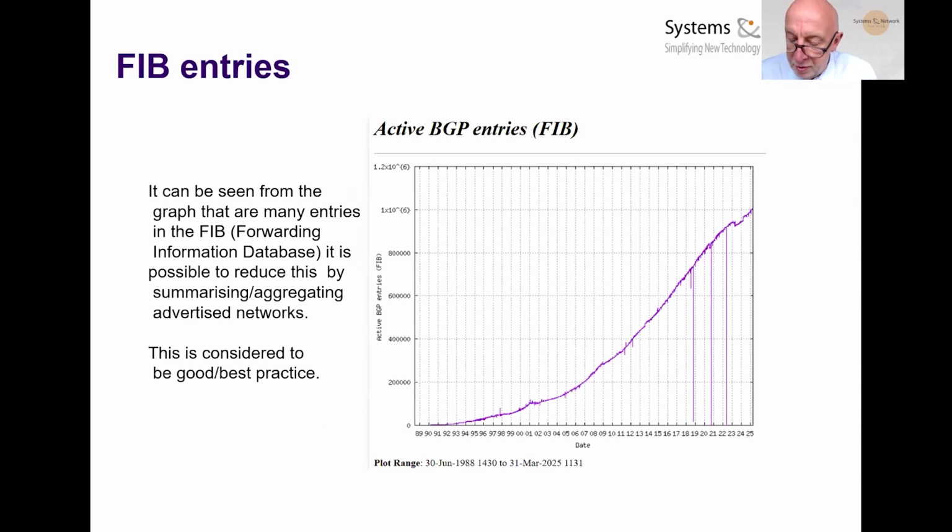Why do I make a big deal of it? Because you can see here, there are quite a few entries, active BGP entries, in the forwarding information database here. There's quite a few of them. It can be seen from the graph that there are many entries in the forwarding information database. It is possible to reduce this by summarizing or aggregating the advertised networks. It is considered to be good practice. Not only that, there are some sites that you can have a look on where they will highlight sites that could benefit from aggregating. So if you can aggregate data, you really should consider it.